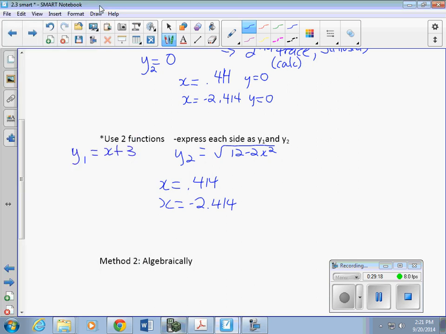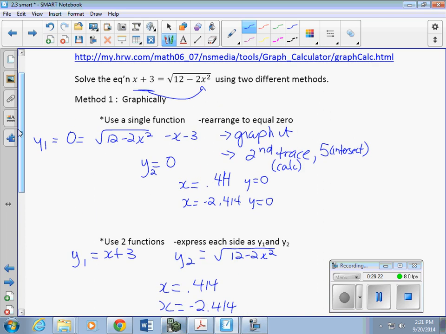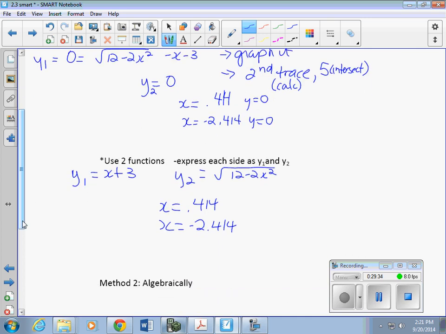Okay, so when you're solving them graphically, you have two ways of doing it on your calculator. You can either put them as one function and then put your second function equal to 0, or you can split them up into two. The steps after that are the same. You're going to do the intersect.